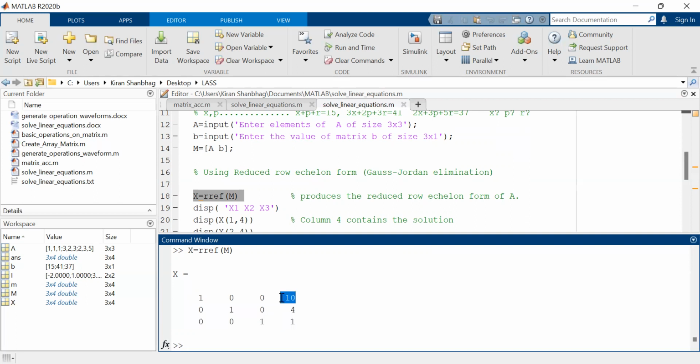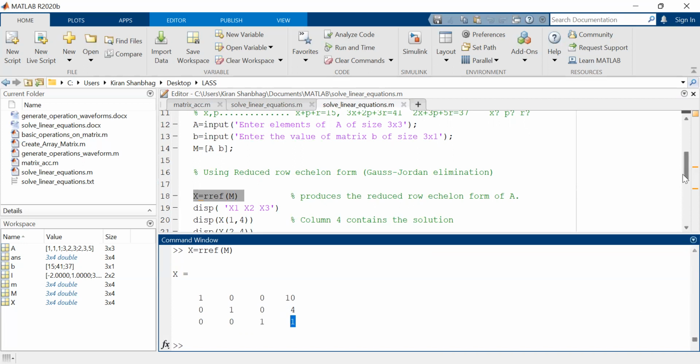Do you agree with this answer? A pen costing 10 rupees, a pencil costing 4 rupees, and an eraser costing 1 rupee. Not bad. There you can see you have got the answer.